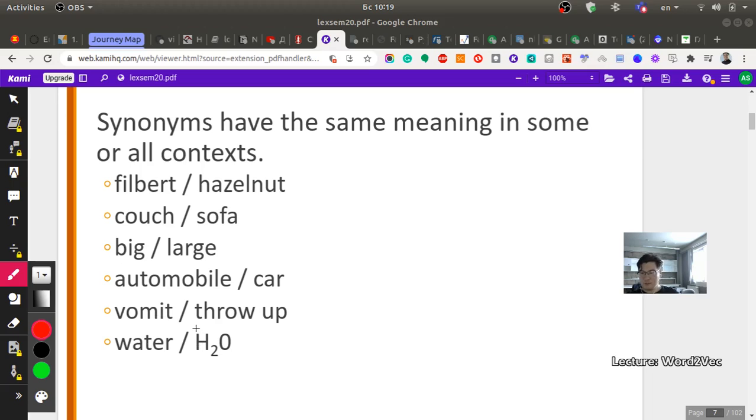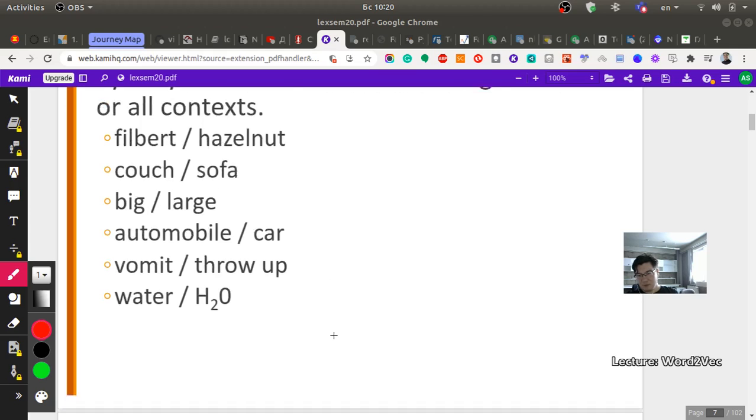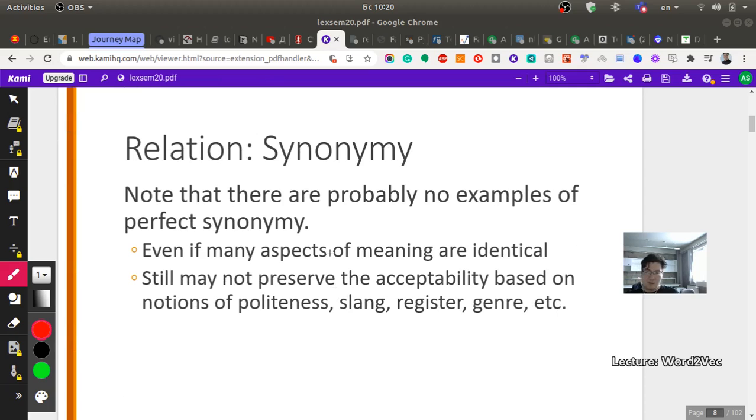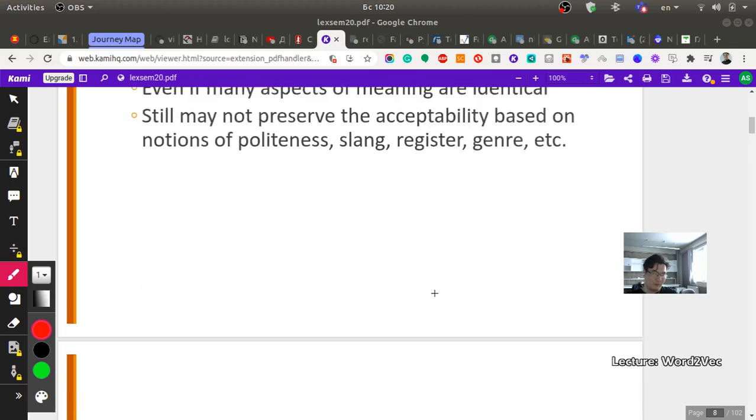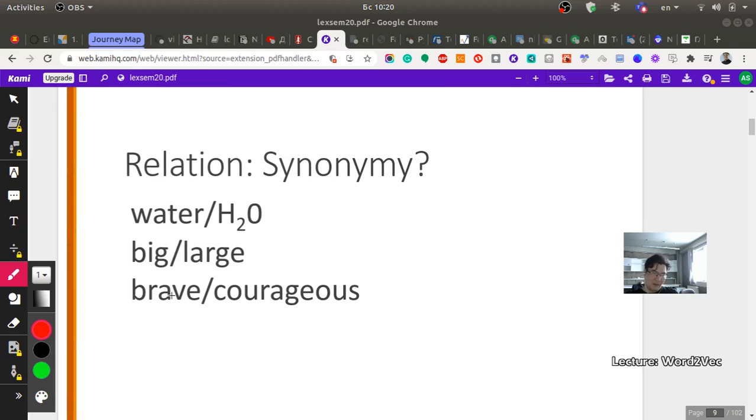For example, if you are reading some chemical paper or article about chemistry, you can see H2O, but most of the time you will see something like water, etc. Synonymy may also be based on notions of politeness, slang, register, genre. So it can be different in different contexts. Even if they are the same, in some cases they may be different. Big, large, brave, courageous.